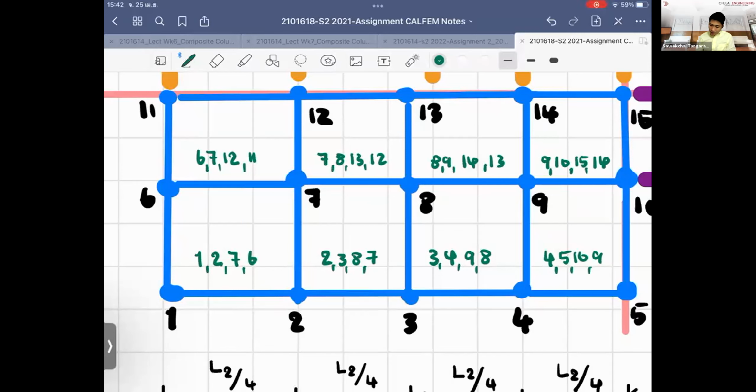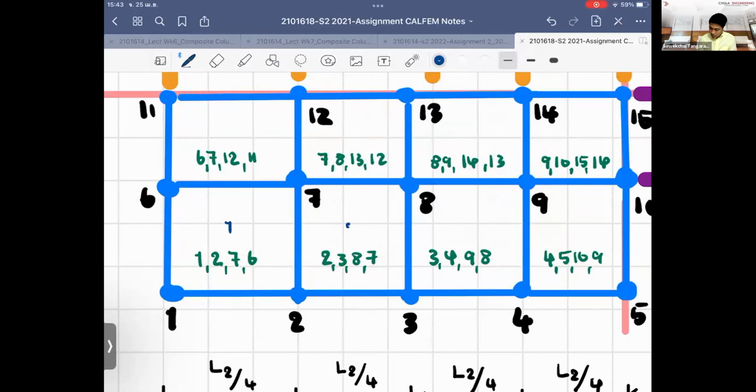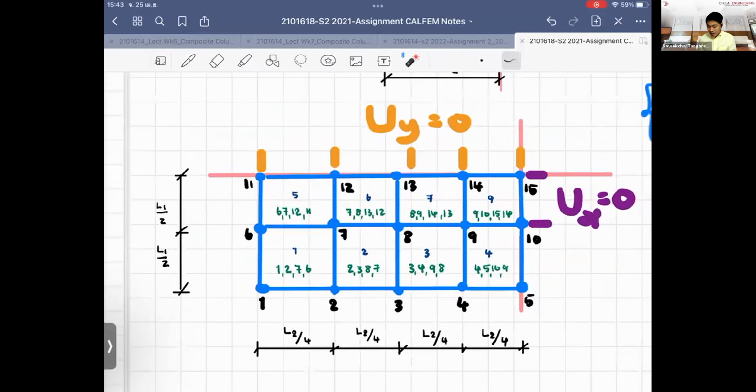Right. For example, I know that this is the element number 1, element number 2, element number 3, 4, 5, 6, 7, and 8. And I say that the element number 1 starts from 1, 2, 7, 6, and element 2 is 2, 3, 8, 7. And you see the pattern of it starts from this number, and you just keep increasing the value of the node by 1, right?